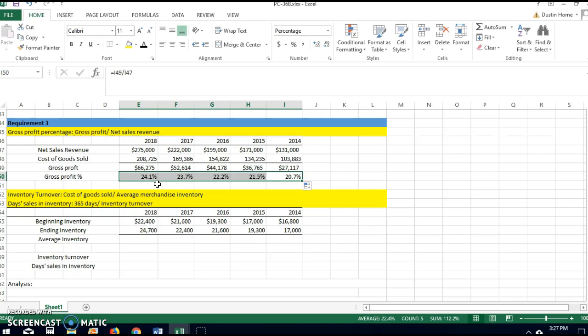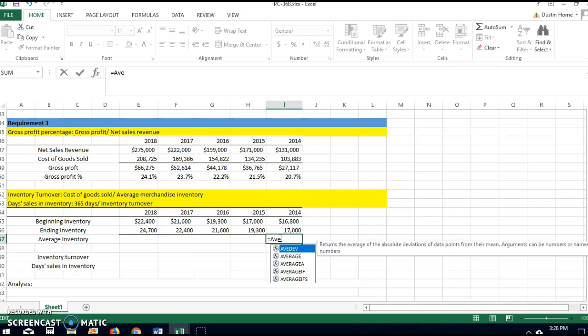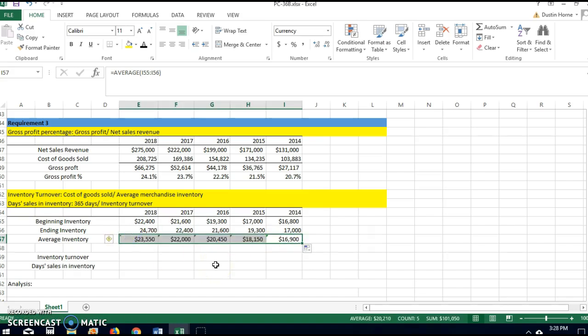The next thing we want to look at is inventory turnover. So the way we calculate that is we take the cost of goods sold and we divide it by the average merchandise inventory. So what we have to do here is we have to get an average of beginning and ending. Remember, you can just add them and divide by 2 if you want to. So I'm going to copy that over. And those are my average inventory.